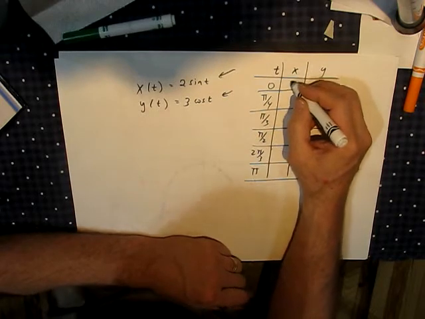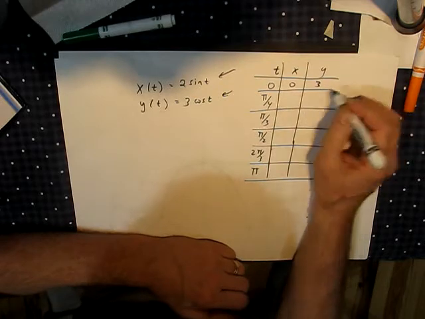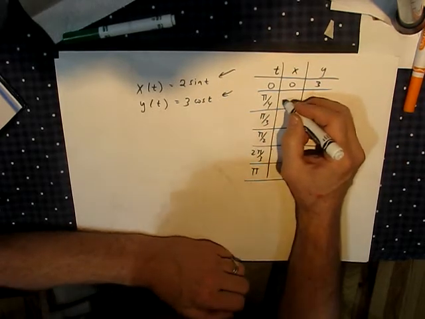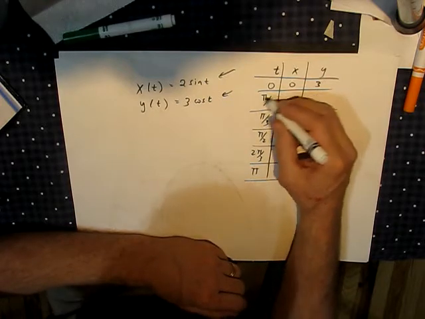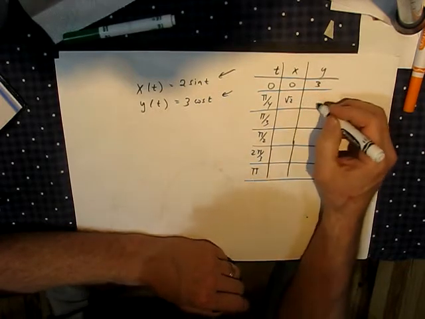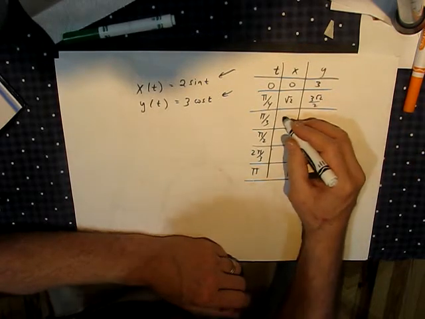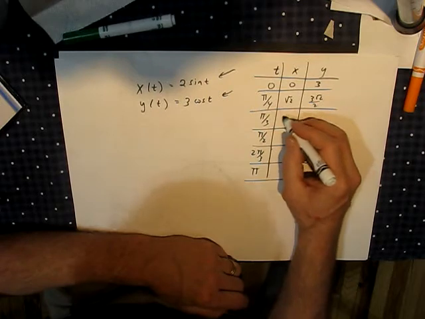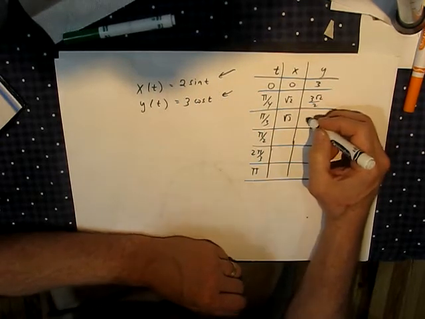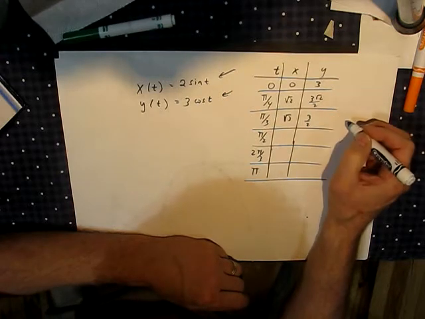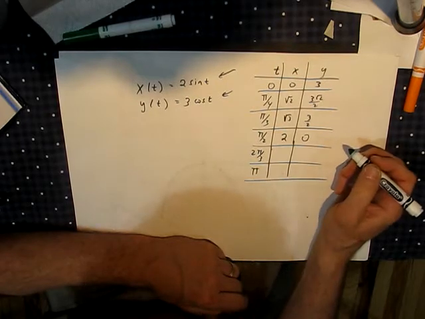So the sine of 0 is 0, 2 times 0 is 0. The cosine of 0 is 1, 3 times 1 is 3. Sine of pi fourths is 1 over root 2, or root 2 over 2, times 2 will be root 2. Cosine root 2 over 2 times 3 will be 3 root 2 over 2. Pi thirds, the sine is square root of 3 over 2, times 2 will be square root of 3. Cosine of pi thirds is 1/2, so this will be 3/2. Pi half, sine is 1, it'll be 2. This has come down to 0.